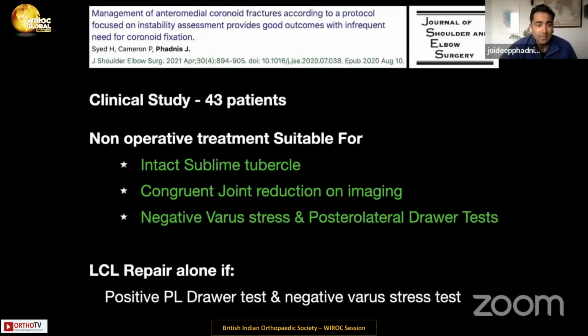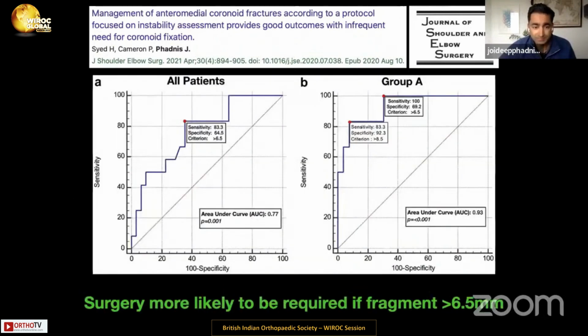or repair. This is a study that we performed in our institution, and again, the message is that if the sublime tubercle is fractured, that coronoid needs repair. However, if you have a congruent joint reduction, a smaller size coronoid, and negative varus and posterolateral draw test, then you might consider treating this elbow non-operatively. And if the posterolateral draw test, which is designed to look for lateral collateral ligament sufficiency, is positive, then you might repair the lateral ligament alone.